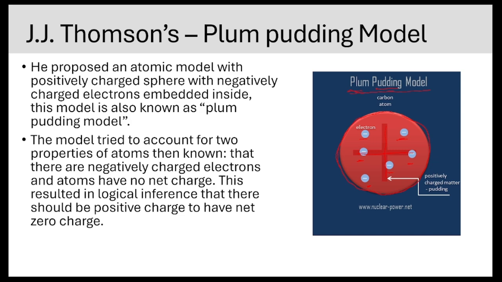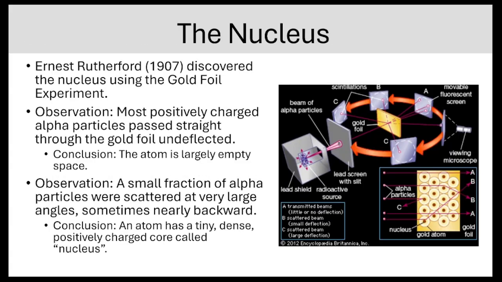However, this model was soon disproved by the discovery of the nucleus by Ernest Rutherford in 1907. He was one of J.J. Thomson's former students, and he conducted his famous gold foil experiment. This gold foil experiment fundamentally changed the model of the atom.